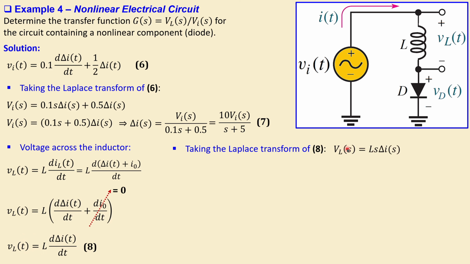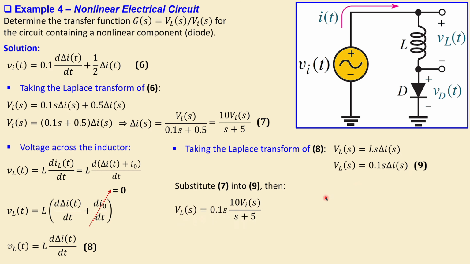This V_L(s) is equal to L s times the delta I(s), which is just again the same basic operation from going to 6 to 7. Now, I can substitute the 0.1 for the L, and the rest is the exact same, so that will be then our equation number 9. What's happening now? I will now substitute the 7 in 9. So delta I expression in terms of the s variable will be then moved in the equation number 9.